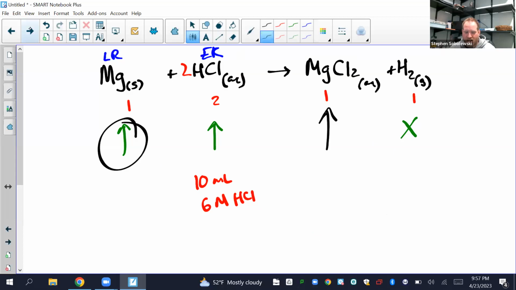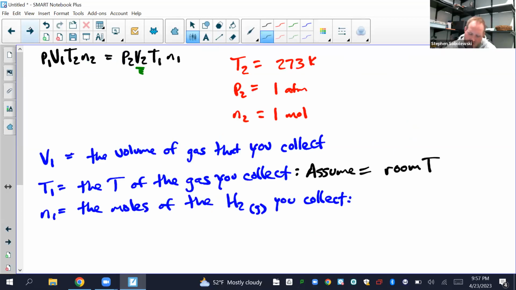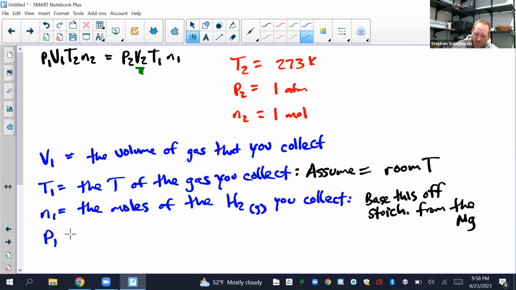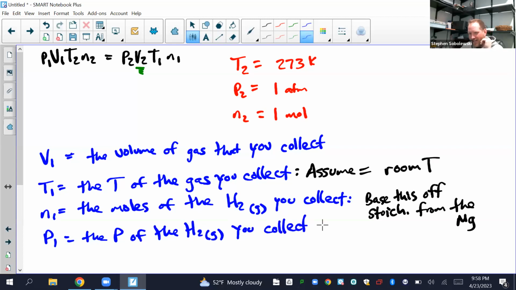So let's go back to this slide, and let's talk about how we're going to do this. The moles of the H2 gas you collect, we are going to base this off stoichiometry from the Mg. And that leaves us with P1. P1 is the pressure of the H2 gas you collect. The pressure of the hydrogen gas you collect.